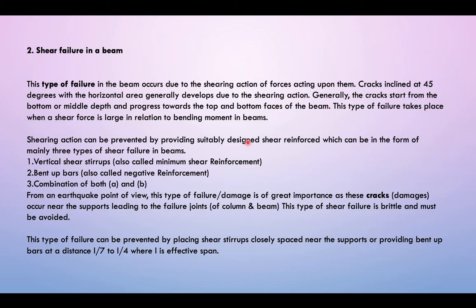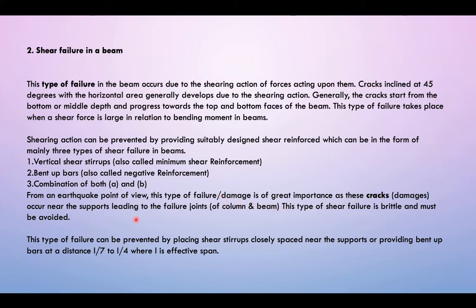Shear action can be prevented by providing suitably designed shear reinforcement, which is in the form of mainly three types. One is vertical shear stirrups, two is bent up bars, and three is a combination of the two, which is nothing but vertical stirrups and bent up bars. Vertical stirrups are also called minimum shear reinforcement, and bent up bars are also called negative reinforcement.